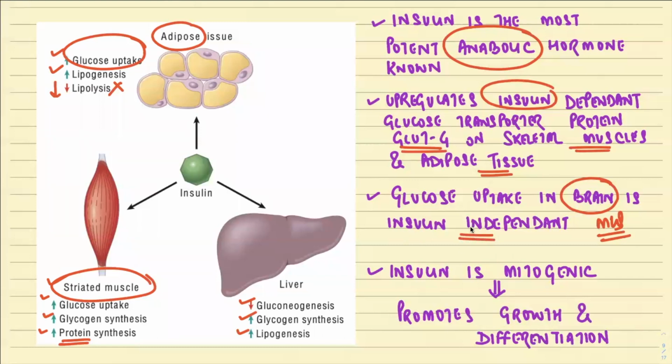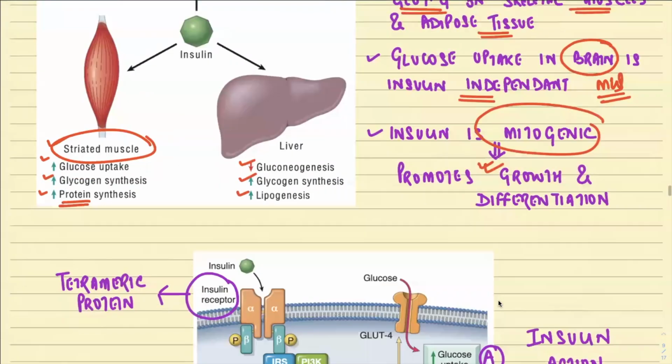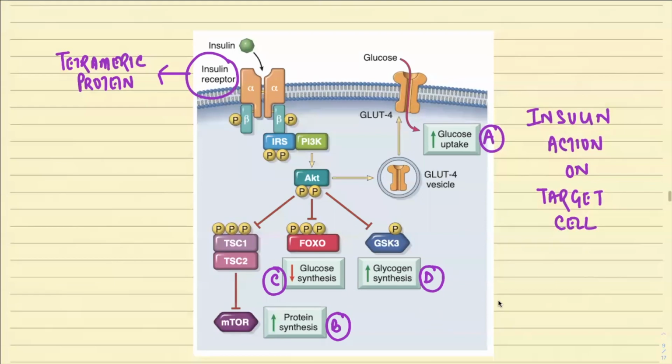Now, the basic role of insulin in our body is mitogenic. It is promoting growth and differentiation in our body. So this is the basic action of insulin. Okay. So if we look at this particular diagram, we are going to understand how insulin is acting in our body. So this is the insulin, which is acting, for example, in a peripheral tissue.